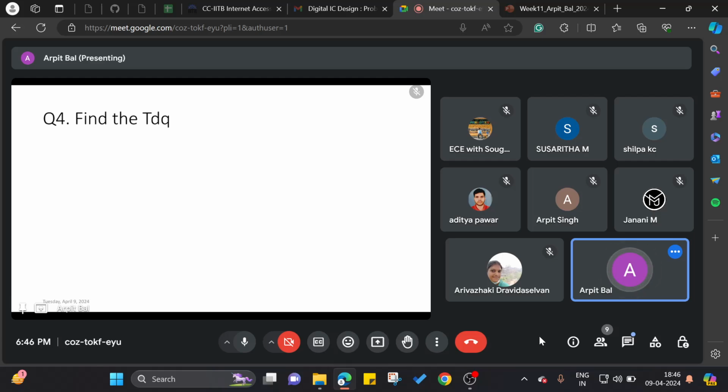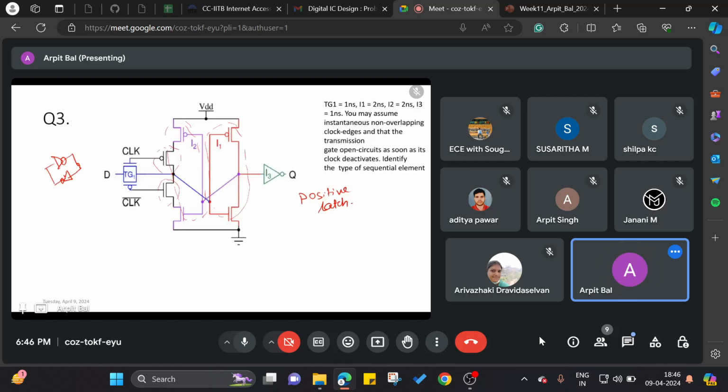Okay, from D to Q, what is the delay? For the delay to be from D to Q, it needs to pass through this point. Let me call the points A, B, C, D. Let's say this point. Then after going to this point, it will go here. So here it is connected to I1. Let me call this point B.